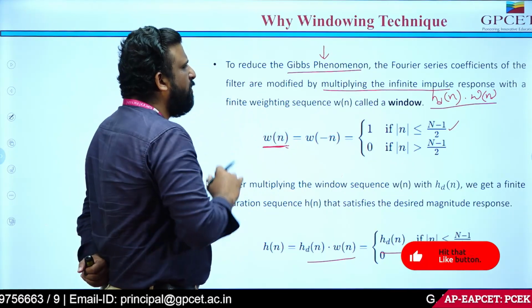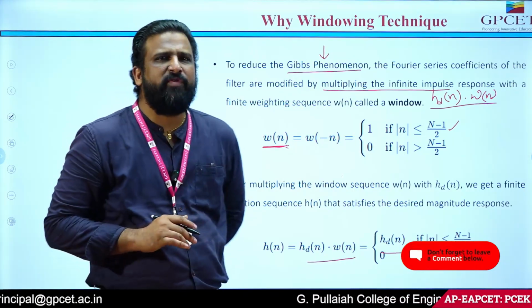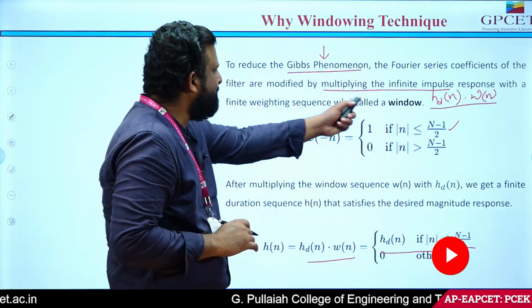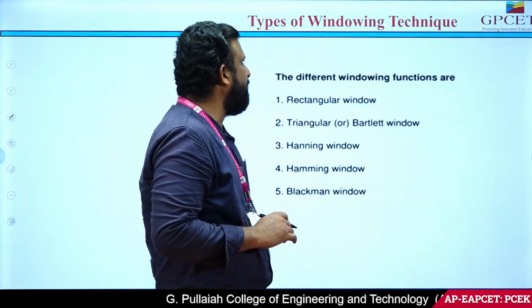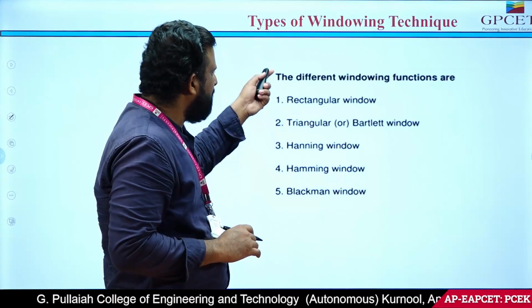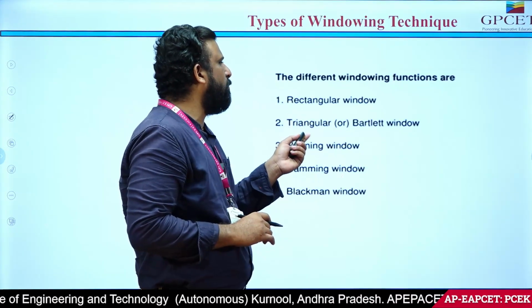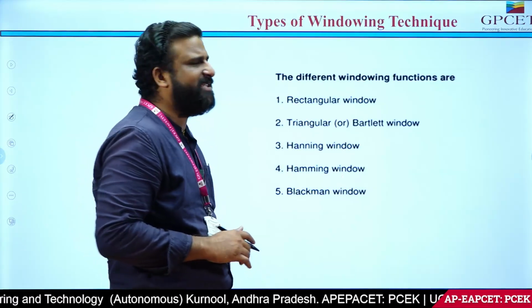So with the help of this windowing, we are going to reduce the Gibbs phenomenon which is present in the Fourier series method. Based on these windowing techniques, there are different types of functions. These are the different types of functions, and we can use any type of windowing technique to multiply with the desired impulse response hd of n.